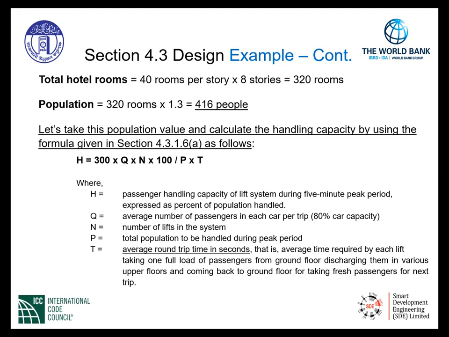Let's take this population value and calculate the handling capacity by using the formula given in section 4.3.1.6 item A as follows. Again, the formula is going to give us a solution in percentage for the 5-minute peak capacity. The formula again is 300 times Q times N times 100 divided by P times T. And again, we have the explanation of what these variables in our solution should provide us.